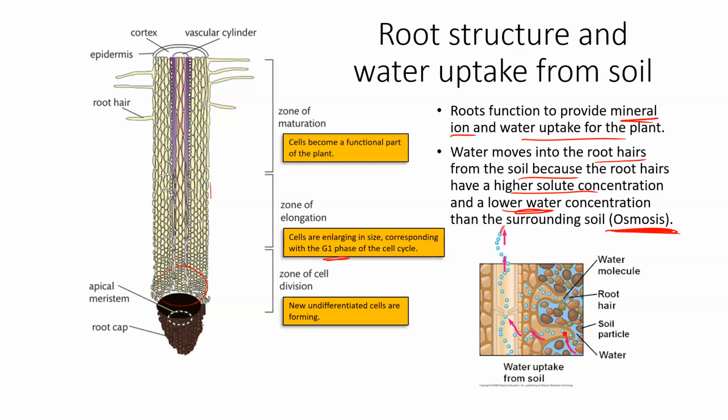And the zone of maturation is upstream a little bit from the root cap. Cells become a functional part of the plant. They have reached adult size. They're not dividing anymore. They're just maintaining their normal processes at that stage.